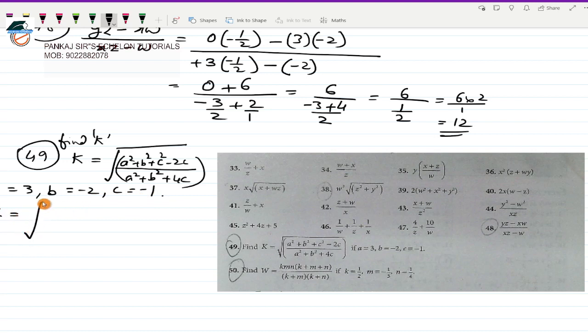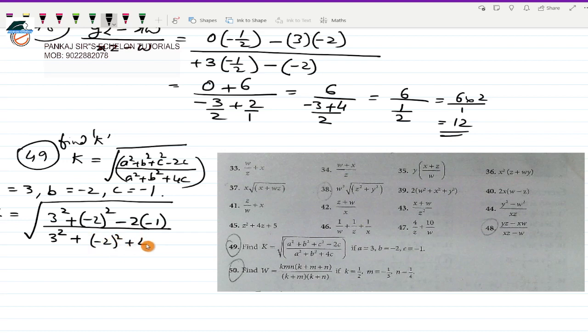K will be equal to the square root of, now this is a square, so a square is 3 square, plus b square. B is -2, so I'll use a bracket, (-2) square. I'm going to write minus 2c, so it will be -2 times c. I'm going to take -1, so I'm using a bracket again, divided by a square, so again it will be 3 square, plus b square, so again it will be (-2) square, plus 4 times c. C is -1.